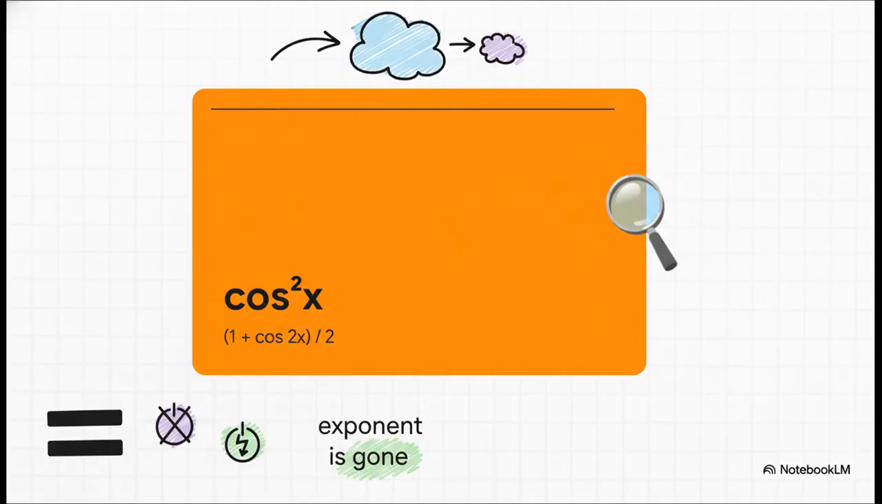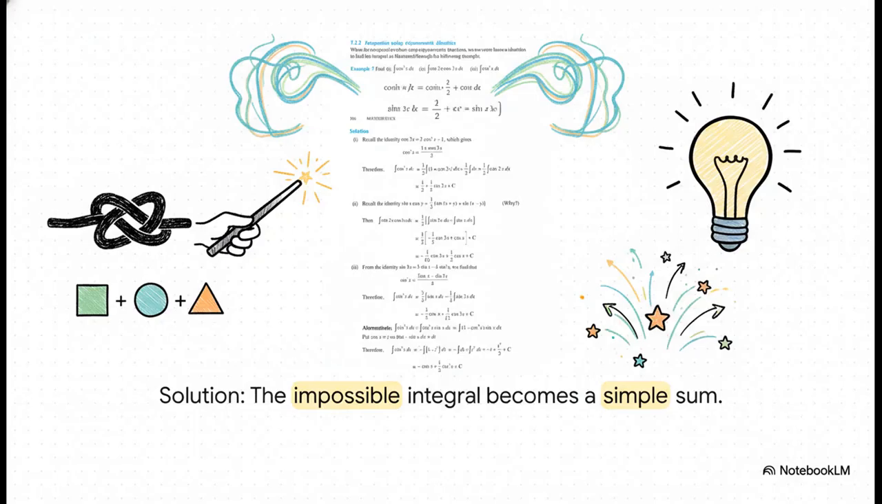And here's where the magic happens. We use an identity, specifically the power-reducing identity for cosine. We're just going to swap out cos squared x with 1 plus cosine of 2x all divided by 2. And just look at that. The exponent is completely gone. We've totally transformed the problem. By making that one simple substitution, our tricky integral becomes a whole lot easier. It's now the integral of 1/2 plus 1/2 cosine of 2x. And just like that, we've got a simple sum that we can easily integrate piece by piece. The problem that was impossible a second ago is now totally doable.